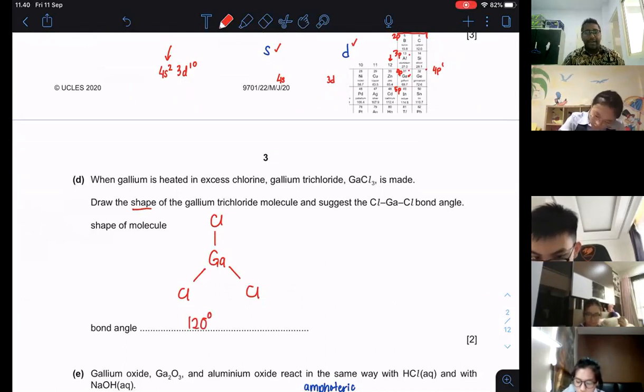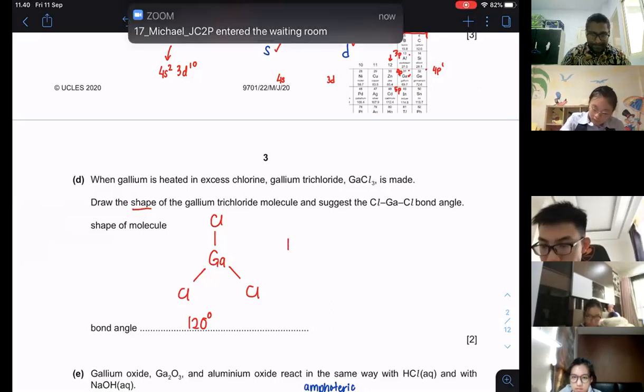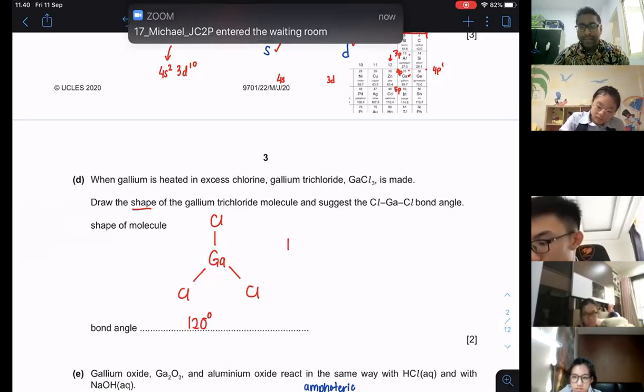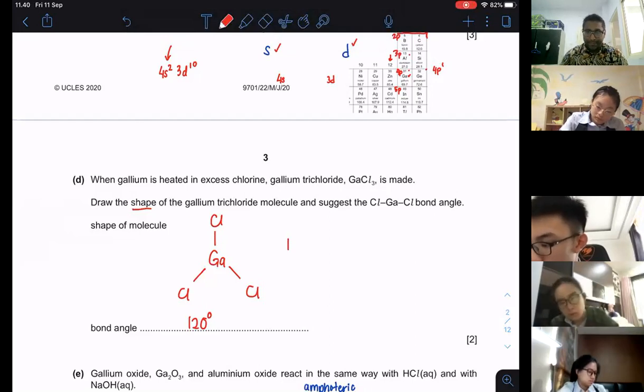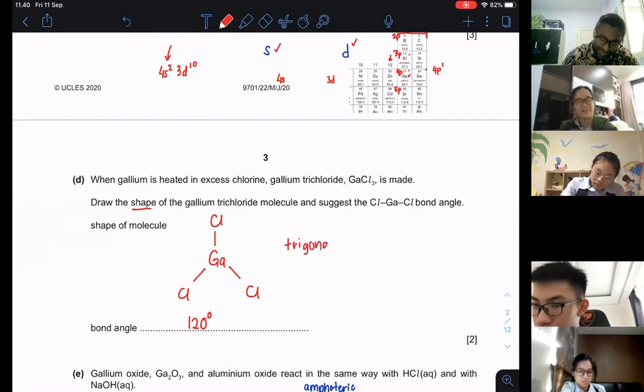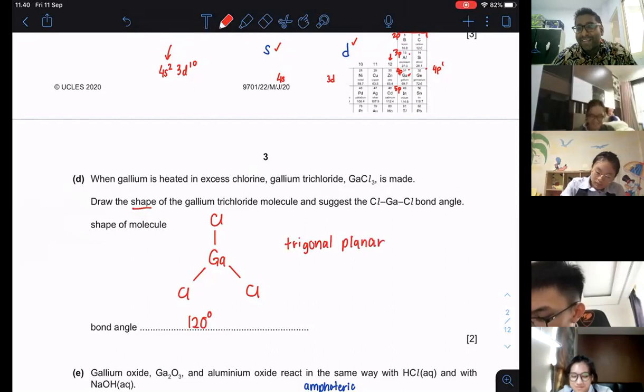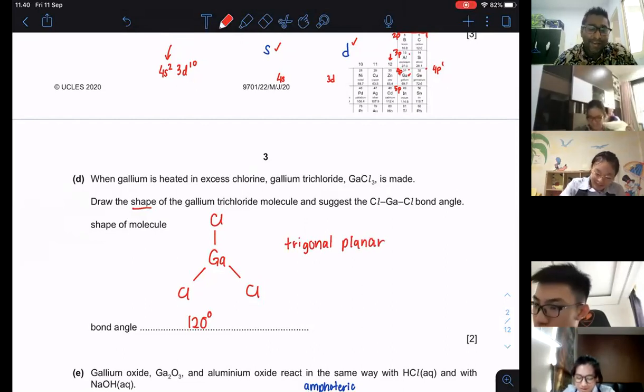Let's find out what the shape of the molecule is then. Easton, can you tell us the name of the shape? Hurry up. Lavi, can you give me the name of the shape? Tetrahedron. No. Come on, Lavi. Prelim next week. Trigonal planar. Yes. Tetrahedral is 4 bonding pairs. So this one is trigonal planar with 120 degrees.